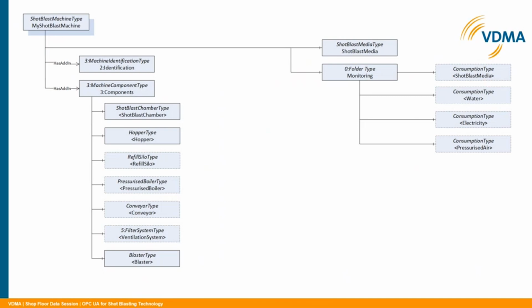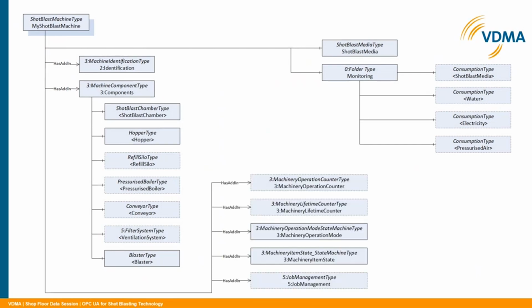So this is the main information model for the shot blast machine type. And in addition to the nodes that you can see now, we also added some extra building blocks from the machinery specification that you can now see in the middle here. Now I will very shortly go through all of these blocks and tell you what you can solve with these blocks and what you can do. So let's start with the lowest block, the job management block.